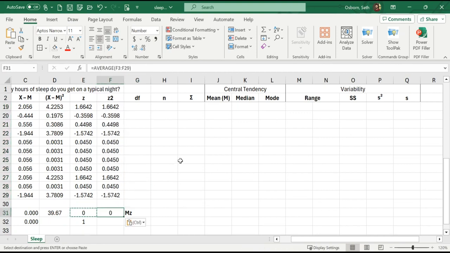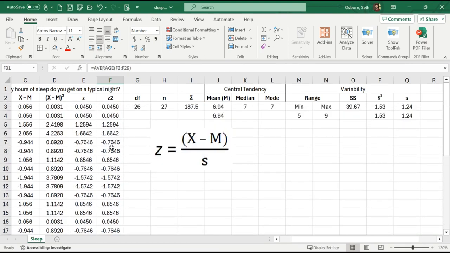And if we copy over, we find the mean and standard deviation are still 0 and 1 because all the values are exactly the same as when we calculated them the other way. All right, there it is, descriptive statistics in Excel.